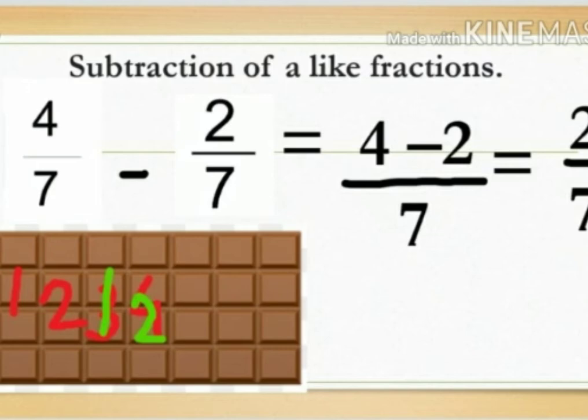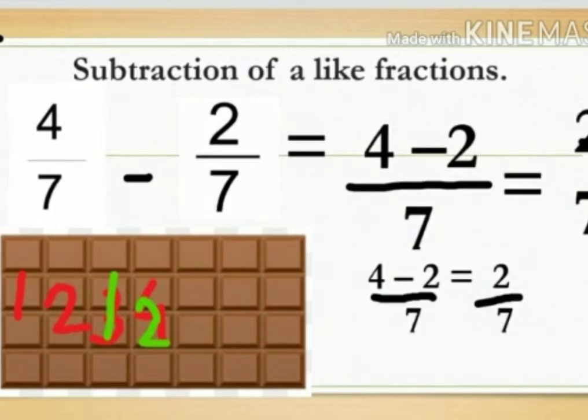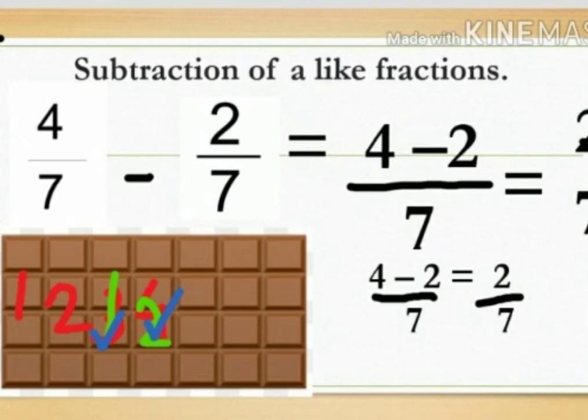So how many you are left with now? You have only these 2 parts. And what fraction is this of the total chocolate? This is actually 2 out of 7 total parts of the chocolate, right? So what you have got, you are left with only 2 by 7 parts of the chocolate.